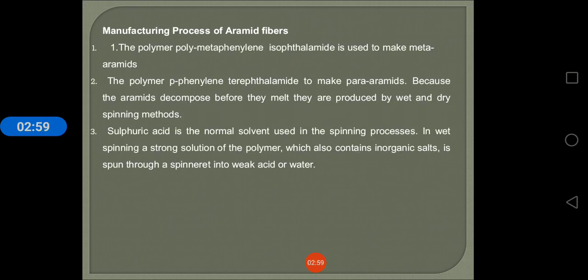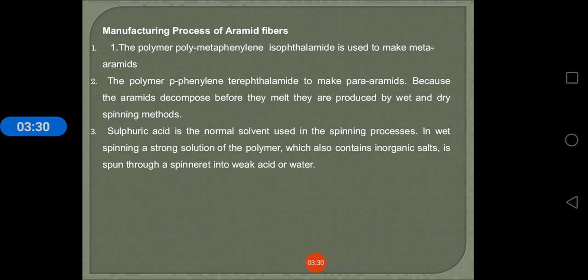Manufacturing process of aramid fibers. The polymer poly-metaphenylene isophthalamide is used to make meta-aramids. The polymer poly-paraphenylene terephthalamide is used to make para-aramids. Because the aramids decompose before they melt, they are produced by wet and dry spinning methods. Sulfuric acid is the normal solvent used in the spinning process.